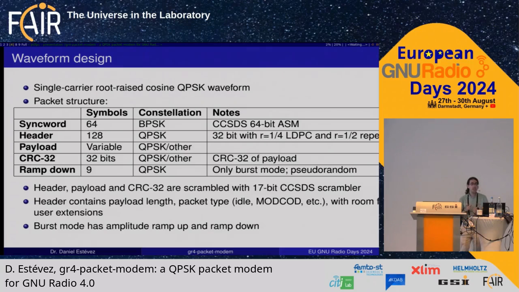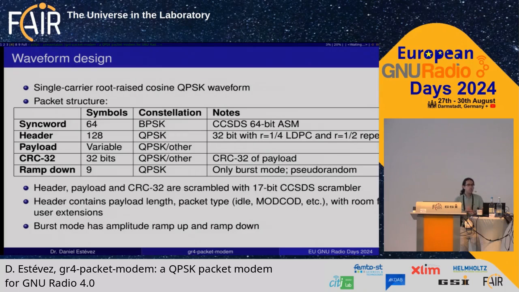Then there is a header. The header has 32 bits of information. The most important thing in there is 16 bits indicating the packet length. And then there is provision for modulation and coding and packet types. So if you want to extend the header, you have room in there to say, I have this MODCOD, I have these different packet types. You could have virtual channels, whatever you can dream of.